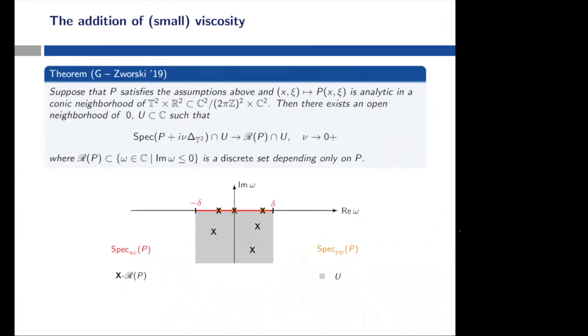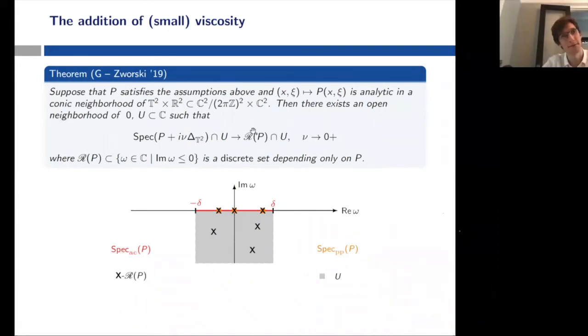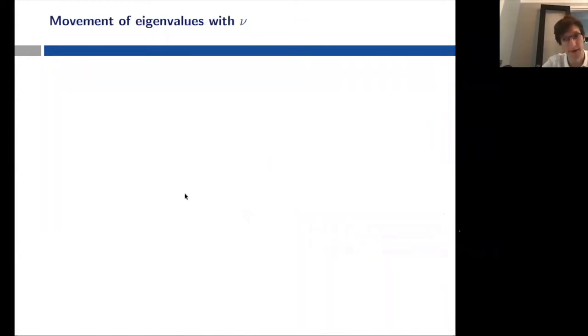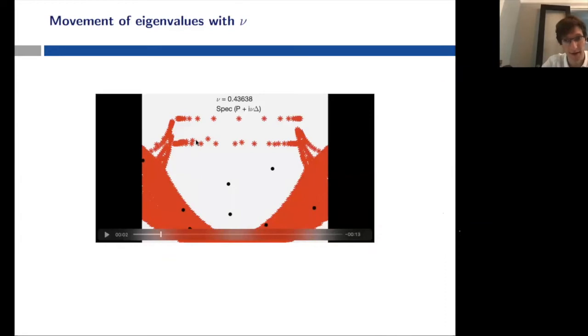Jeff, what was the red region in the movie? That's this R of P. I'll explain what it really is, but these red stars, at least the ones close to 0, are this R of P. I'll try to say what that is later.